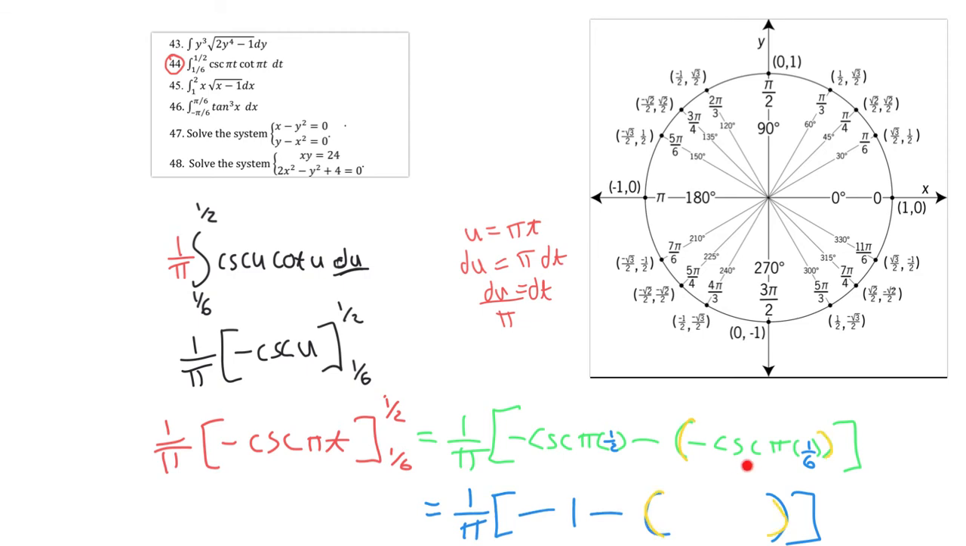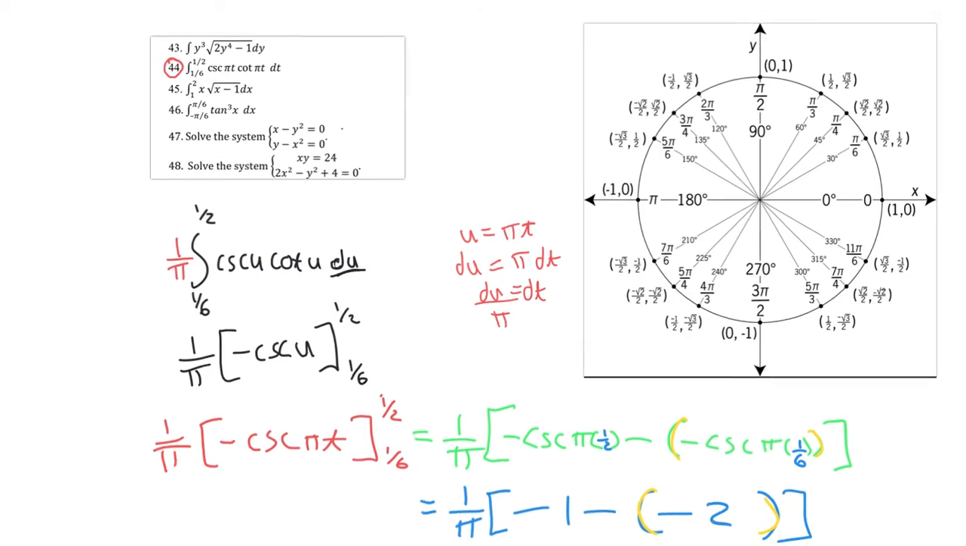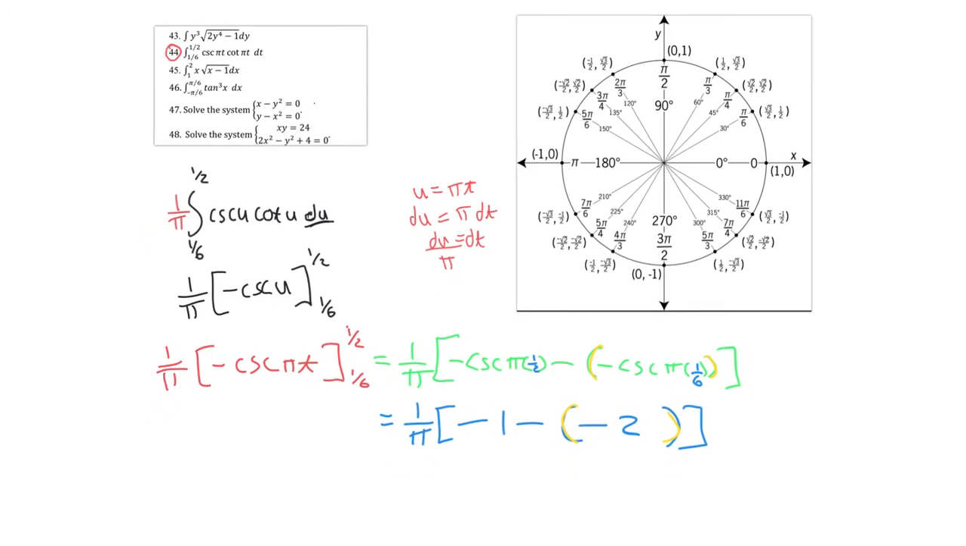So now the question is, what's negative cosecant pi over 6? Well, sine of pi over 6 is 1/2. So the reciprocal of that is 2 over 1. So it's going to be negative 2 over 1, also known as negative 2. So that's the way to reason through that one. As a result of all of this, we have negative 1 plus 2, which is just 1, and therefore the answer would be 1 over pi.